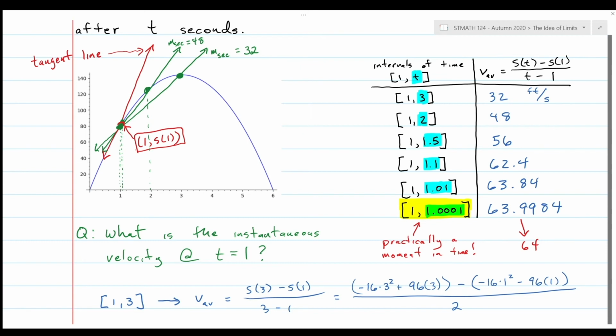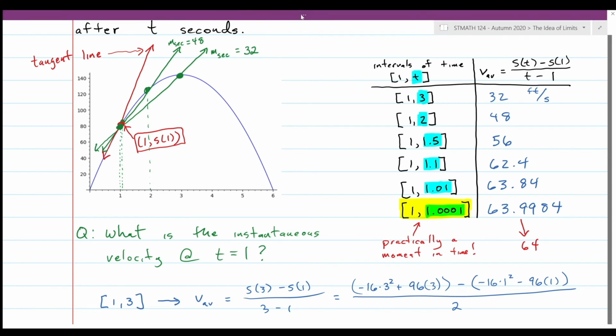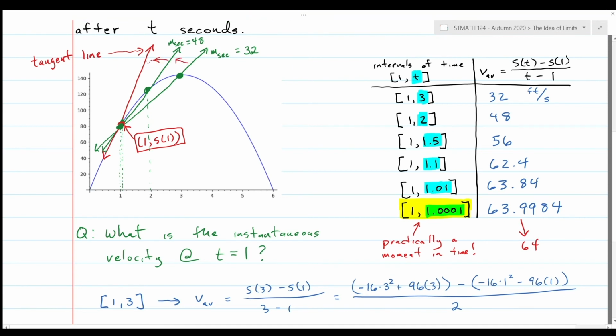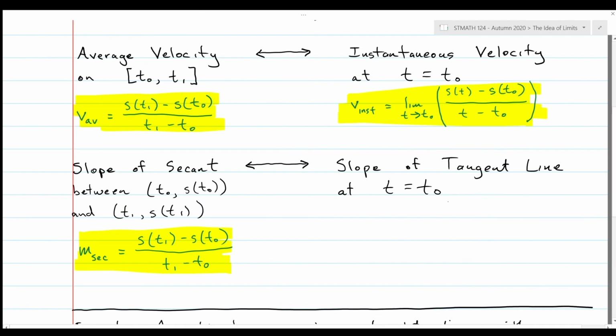Well, I think from this picture, it's kind of geometrically evident how you might want to get the slope of that tangent line. The tangent line is very closely approximated by a secant line over a very short interval, right? So the secant line for that very last interval that corresponds to 1 comma 1.0001 interval, that line would be, to the naked eye, indistinguishable from the tangent line. And so again, the idea here is that the secant lines seem to be kind of closing in on the tangent line, right? The slope of the tangent line is exactly the same thing as the instantaneous velocity.